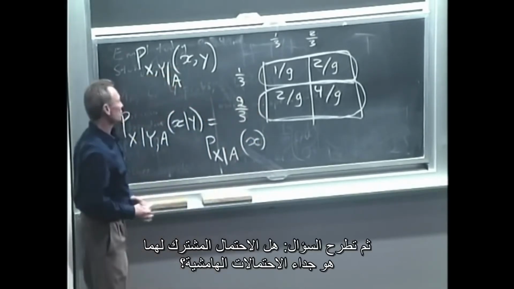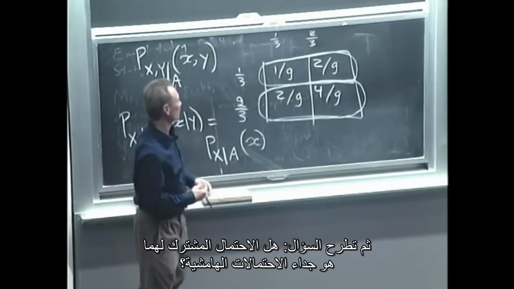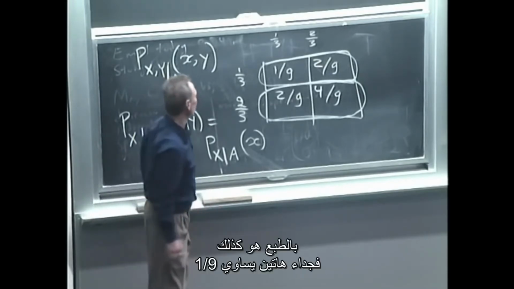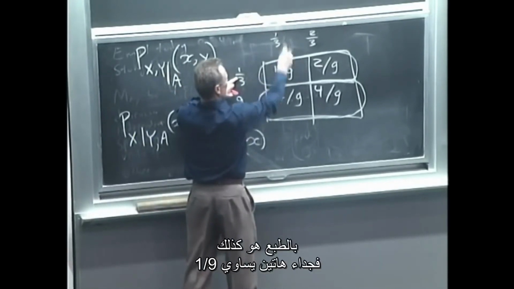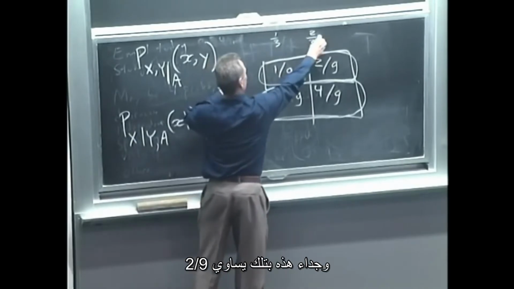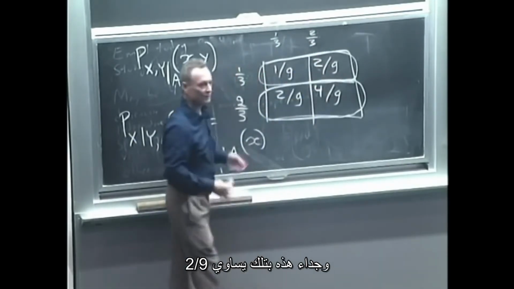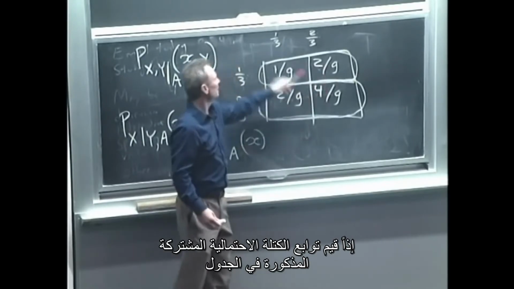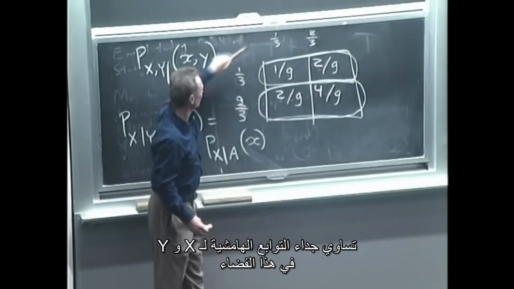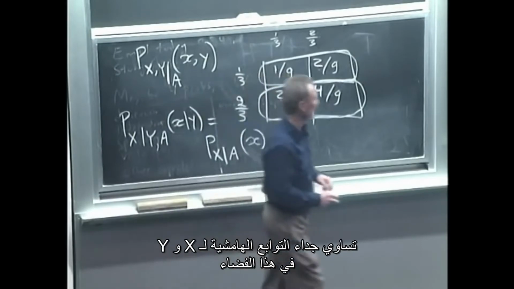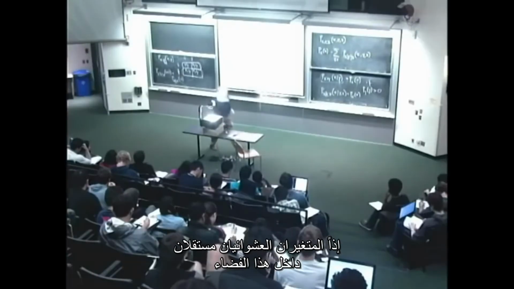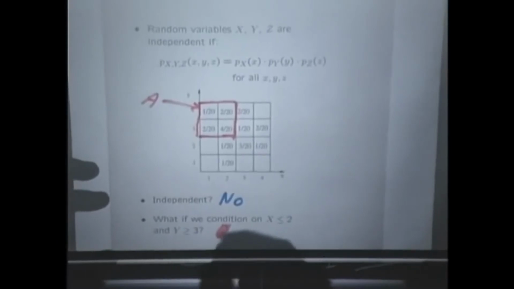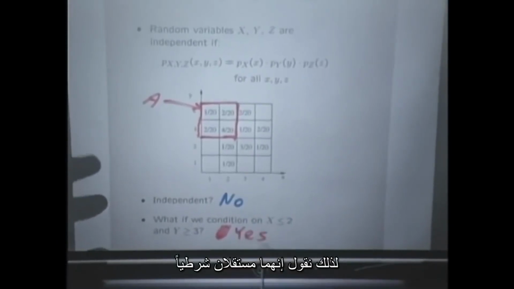And then you ask the question, is the joint the product of the marginals? And indeed it is. This times this gives you 1/9. This times this gives you 2/9. So the values in the table with the joint PMFs is the product of the marginal PMFs of x and y in this universe. So the two random variables are independent inside this universe. So we say that they're conditionally independent.